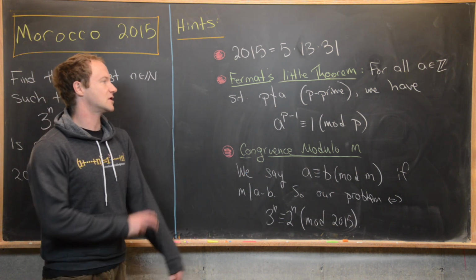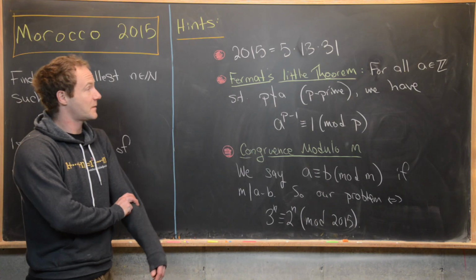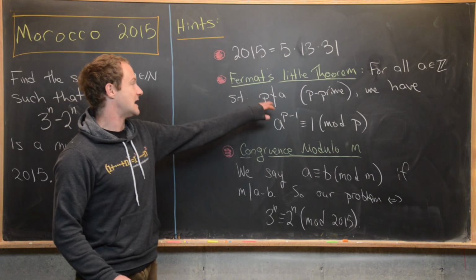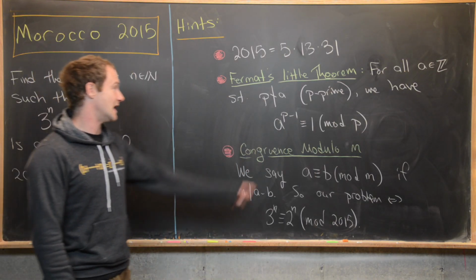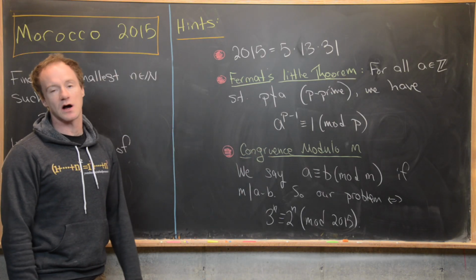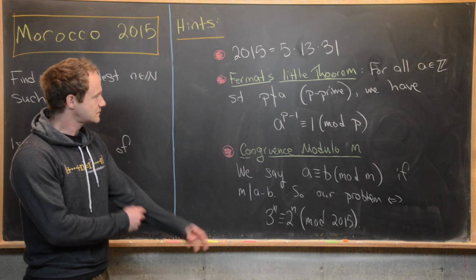Then next, there's this thing called Fermat's little theorem that might help, and that says that for all integers a such that p does not divide a, where p is a prime, we have a to the p minus 1 is congruent to 1 mod p.